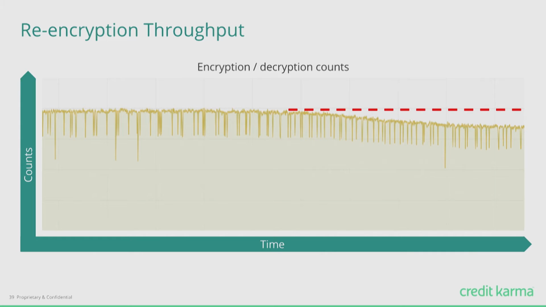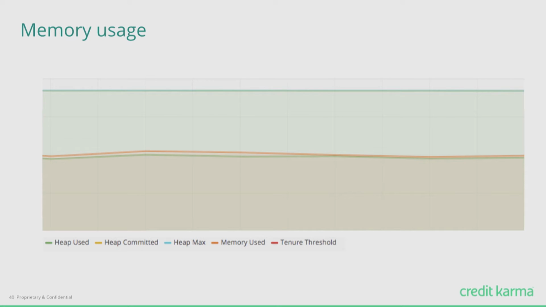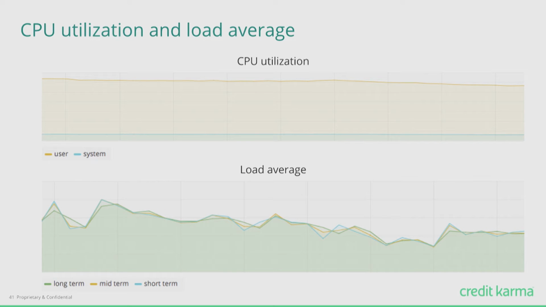However, as you can see, even though our throughput is degrading, it's actually degrading gracefully. It's not like any sudden drop, because our resource consumption remains stable through the whole time. Our memory usage, our CPU usage, our load average, it all stays flat. The load average even dropped a little bit.